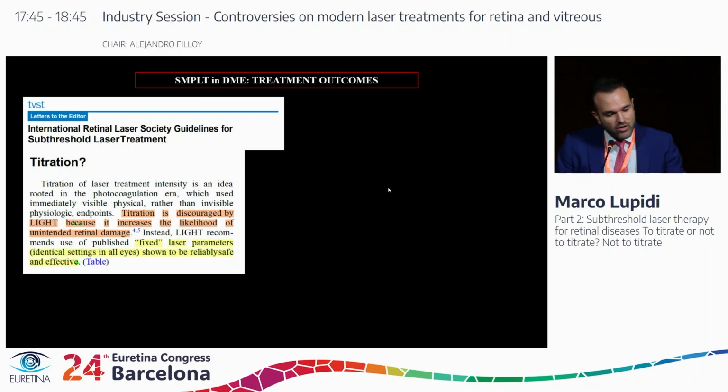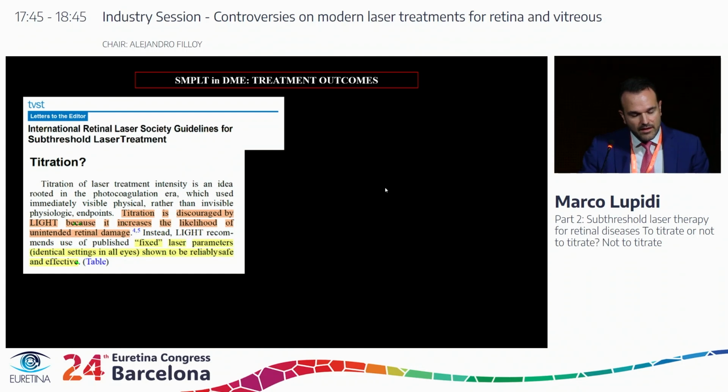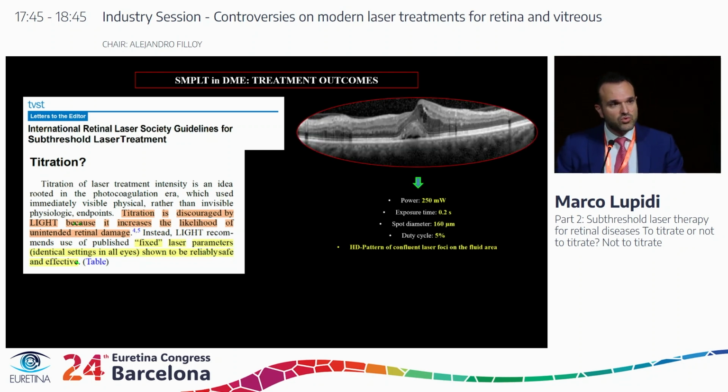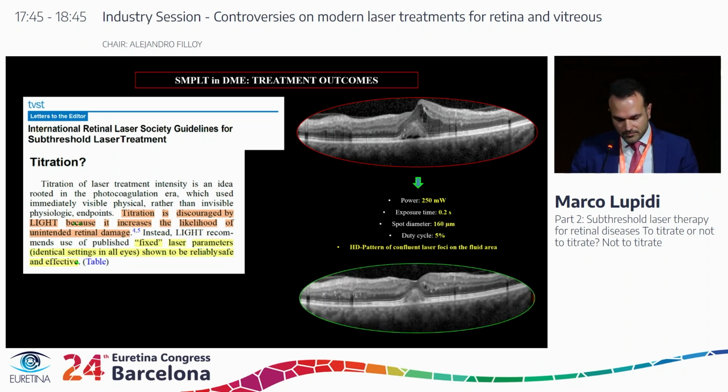So we strongly recommend, as the Light Society suggests, that titration is substantially discouraged because it increases the likelihood of unintended retinal damage, and fixed laser parameters with identical settings for every eye prove to be reliably safe and effective. And you can clearly see that there was no significant difference between the 2 different approaches in terms of outcomes for the whole group.